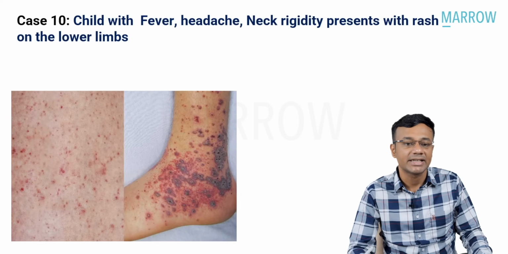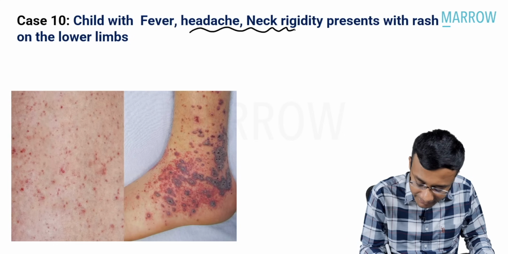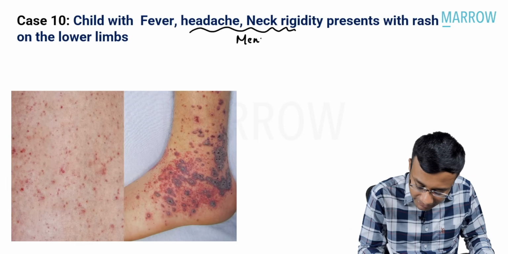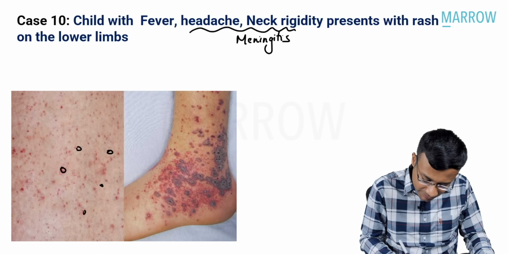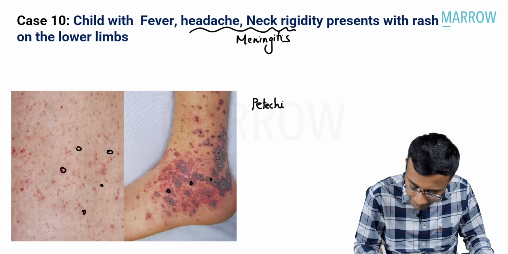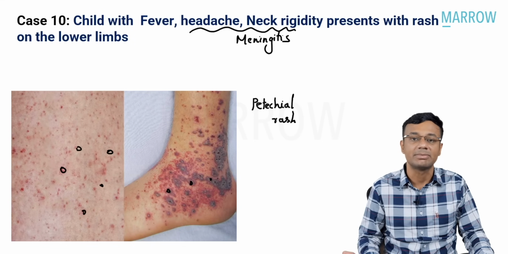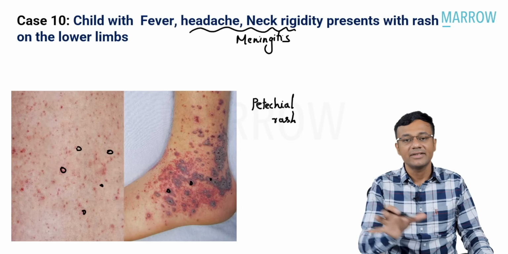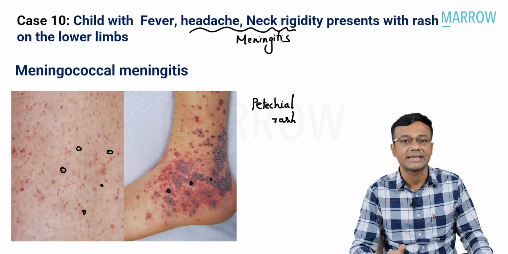The next case is of a child with fever, headache and neck rigidity. So when we have fever, headache and neck rigidity, the examiner is telling you there is meningitis. With this meningitis you can see a rash. What is the name of this rash? This is going to be a petechial rash. You remember I discussed in the earlier part of the chapter that petechiae or purpura are non-blanchable. So child with features of meningitis and petechiae, we're talking about meningococcal meningitis.